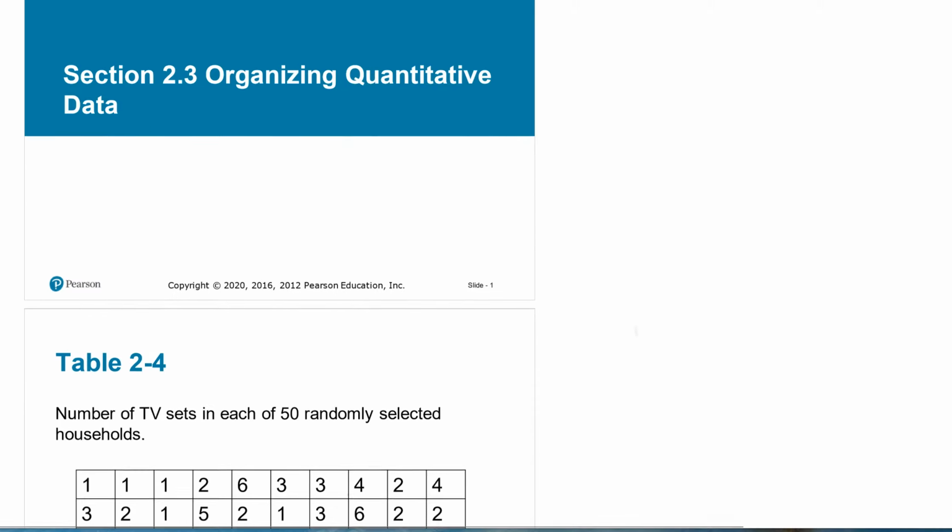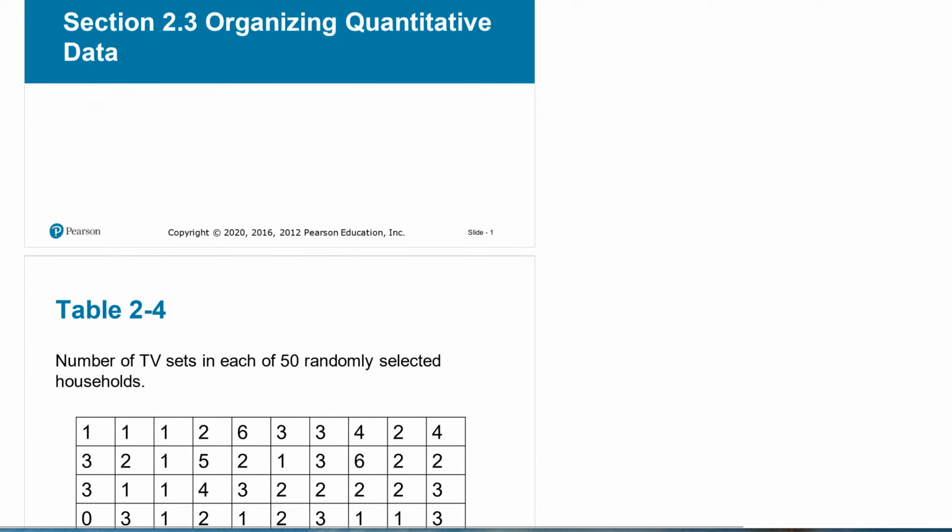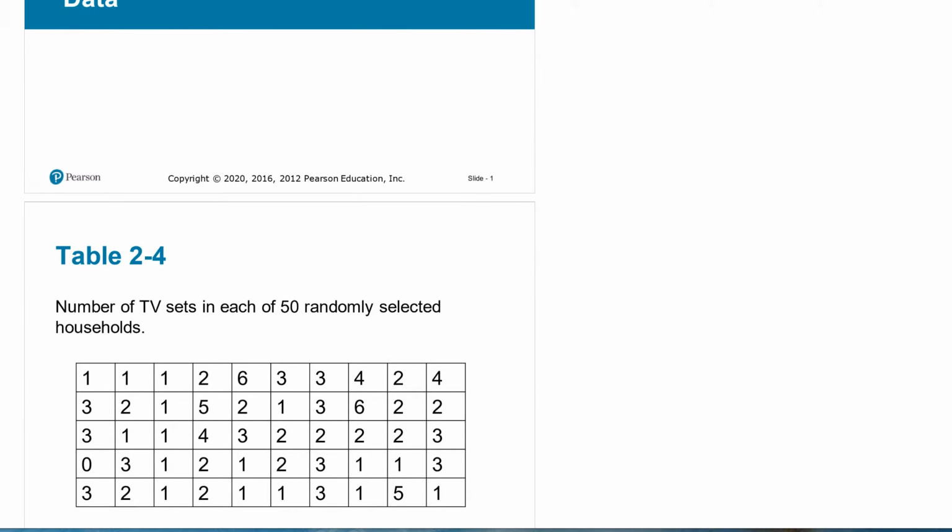So we are given 50 randomly selected households. They questioned people about how many TV sets they have in their household. Some said one, some said we don't have a TV, some said up to six. Like really, people have 6 TVs in their household. And so we collected and grouped this data here, and now we need to organize it. How do we organize such data?